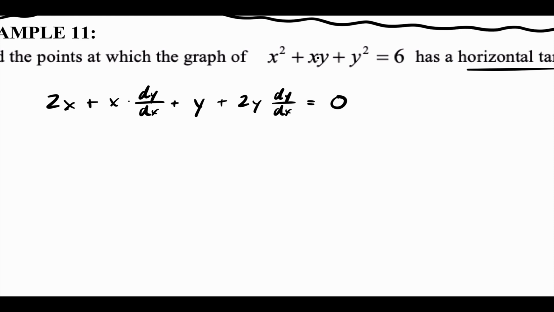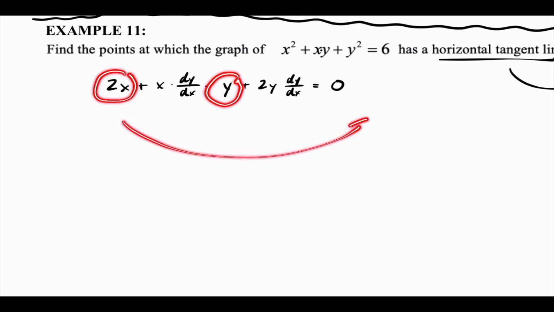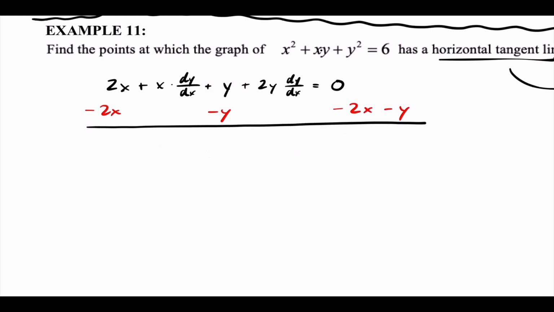I don't have any points to plug in. That's what I'm trying to find. I'm trying to find points. So if I had points to plug in, I could do it now. But since I don't, I'm going to isolate dy/dx. So 2x and positive y don't have any dy/dx's, so those are going to go to this side. Mathematically, to do that correctly, I have to subtract, since they're both positive. x dy/dx plus 2y dy/dx equals negative 2x minus y.